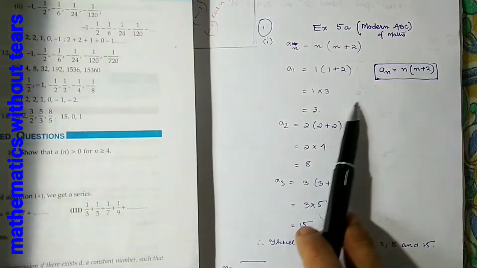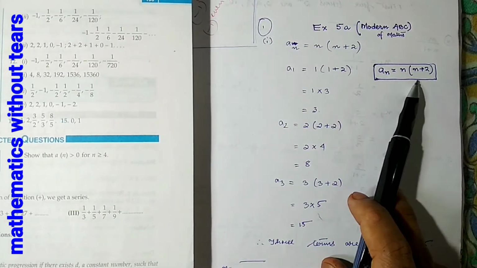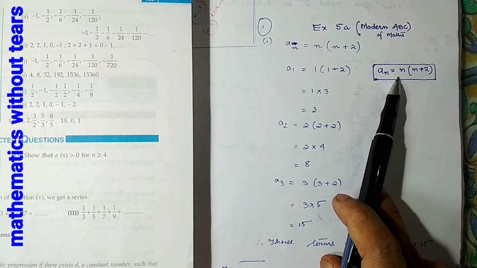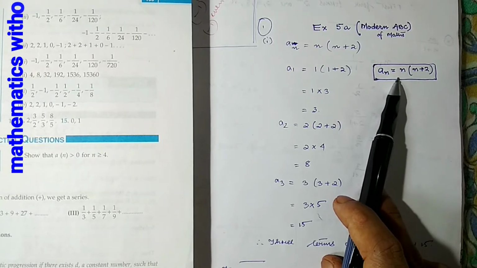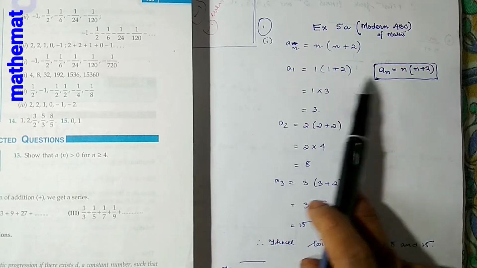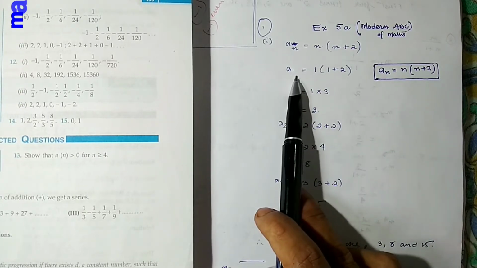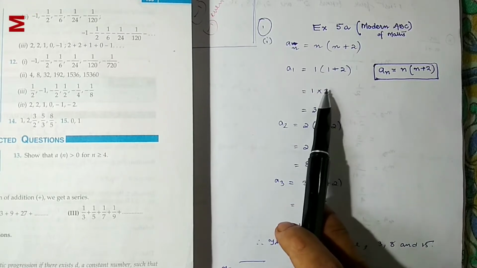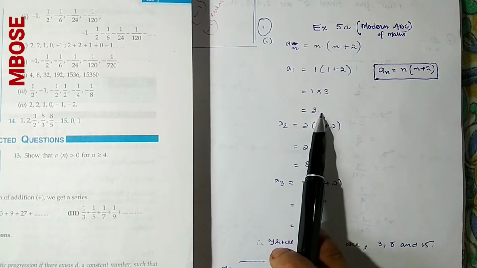So how to do this sum? Here an is given n plus 2 and we are to replace this n first by 1, then by 2 and finally by 3. So if I replace this n by 1, a1 will be 1 into (1 plus 2). So 1 plus 2 is 3, and 3 times 1 is 3. So this is our first term.